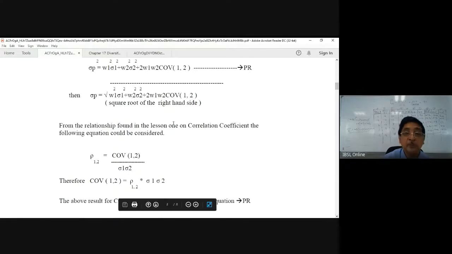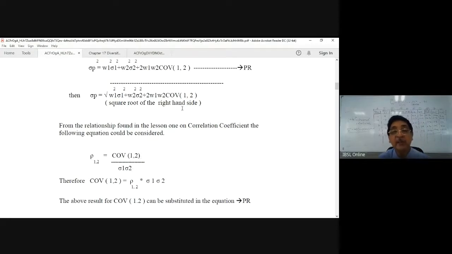Now we had another equation already. We went through another one already. This is the equation that we learned last time. That is the correlation coefficient between 1 and 2 is equal to covariance 1, 2 divided by sigma 1, sigma 2. So then we can replace covariance by cross multiplying this equation. Now say covariance 1, 2 is equal to rho 1, 2 into sigma 1, sigma 2.